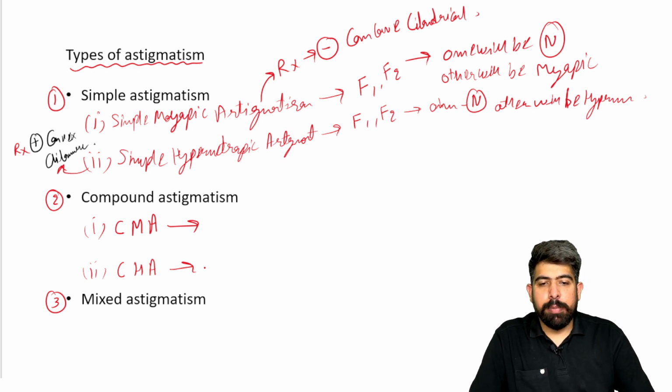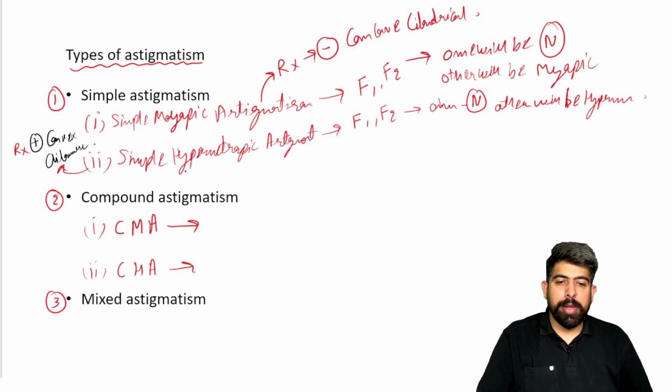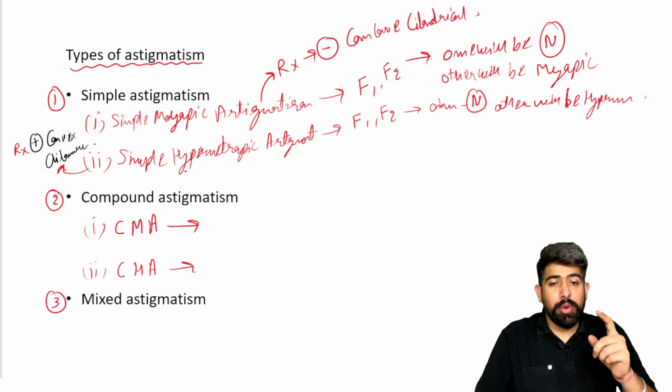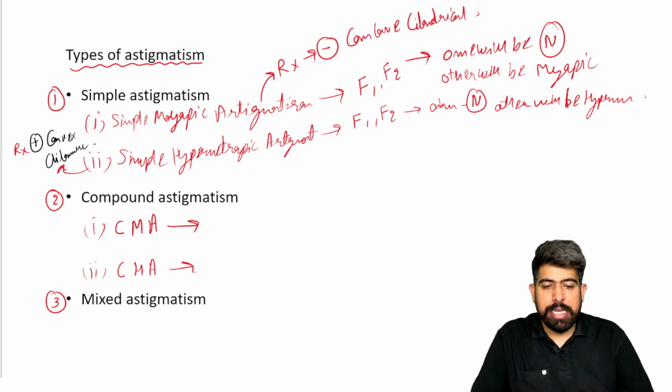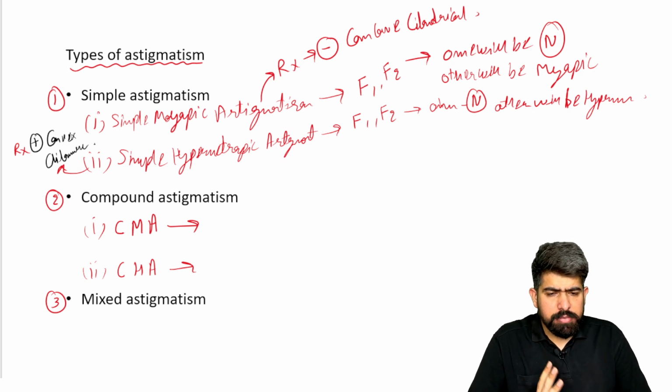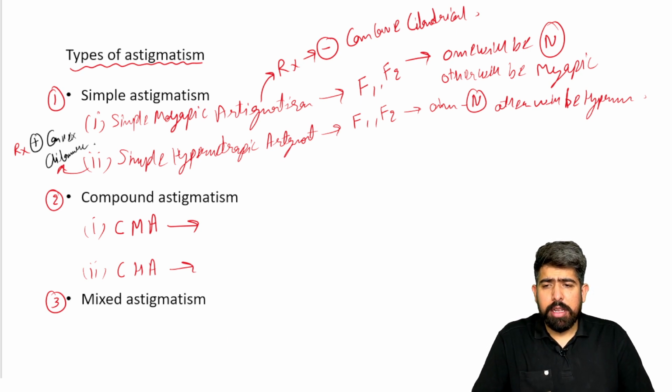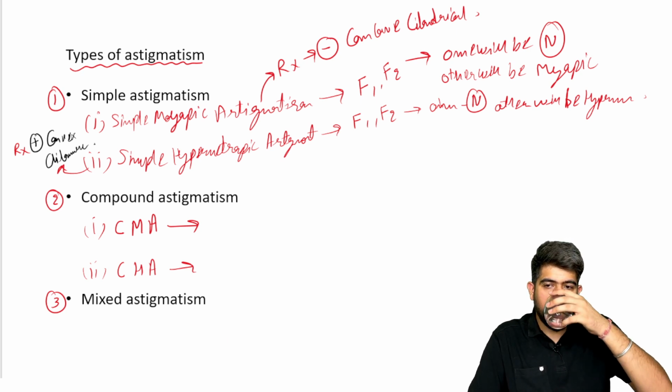So do you understand this simple one? Just tell me, is simple myopic astigmatism and simple hypermetropic astigmatism understandable for you? If you understand, give a thumbs up in the live chat box. I'm waiting for your answers, guys. Just give a thumbs up so I will know that you understand it particularly well. Very good, guys.